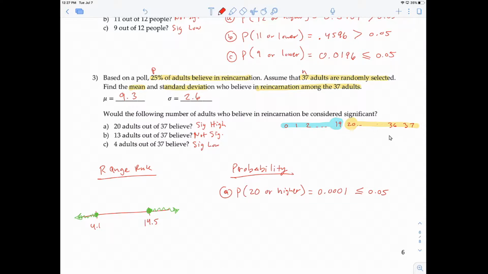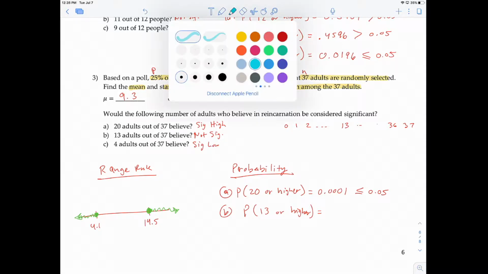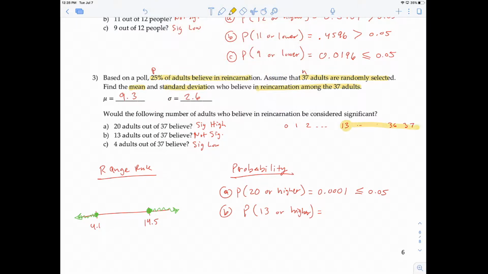All right, let's go for question B. So for question B, we have 13. So 13 is also higher than the mean, but then we have to ask ourselves, is this significantly high? So we're going to calculate the probability of 13 or higher, right? Similar to how we did with the 20, here's 13, and we know we're trying to find the probability of 13 or higher. But because of the way binom CDF works, it cannot calculate the probability of a number or higher. So we have to find the complement first and then subtract from 1.